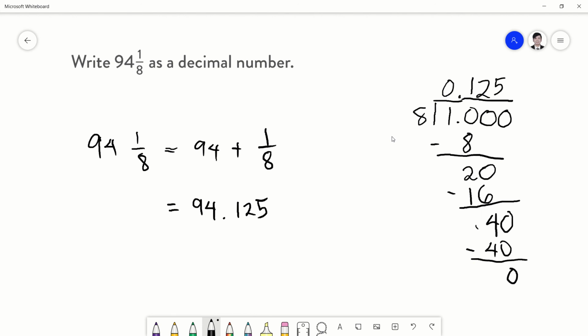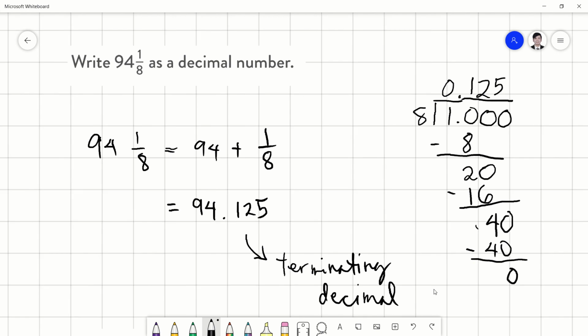Now, if it happens that your decimal place has an end, or you can count the number of decimal places, we call that a terminating decimal. So I repeat, it's called a terminating decimal if you can count the number of decimal places. Or in other words, you can identify the last place value. Or it has an end. Simple as that.